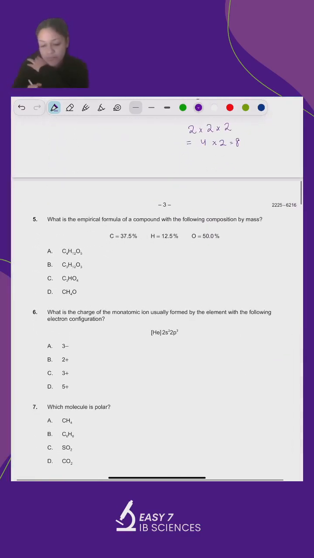Okay, what is the empirical formula of a compound with the following composition by mass? Okay, so for these kinds of questions, I really recommend you use this specific way of solving it. So here they give you that 50% of the sample is oxygen, 12.5% of the sample is hydrogen, and 37.5% of the sample is carbon. Does anyone know how to answer this question?